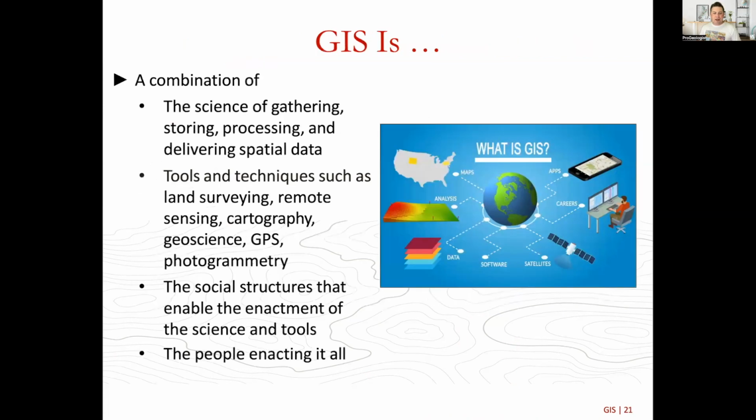We can also turn around and we begin to look at what a GIS really is from the standpoint of, again, science in the system. What we begin to realize is that a GIS is a combination of things. It's a very broad, generalized topic. It's the science of gathering, storing, and processing, and even delivering spatially related data. It's tools and techniques such as land surveying, remote sensing, cartography, geoscience, GPS, photogrammetry, and more.